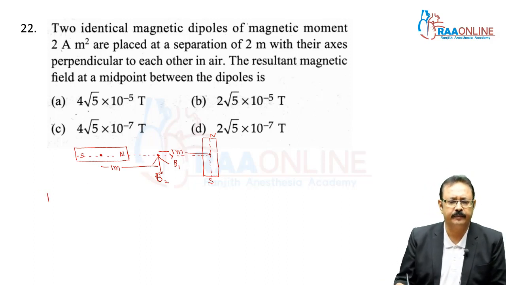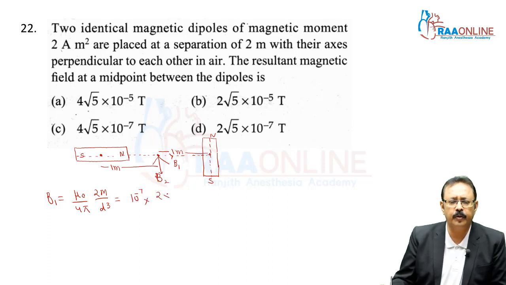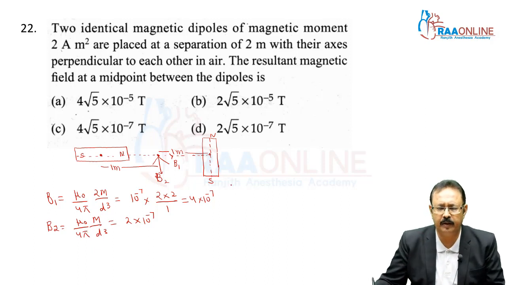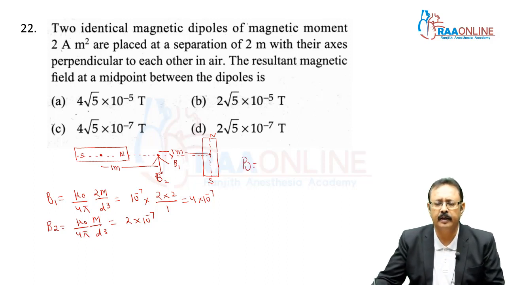What is B1? For the first, it is in end-on position: mu naught upon 4 pi, 2m upon d cube, which means 10 to the power minus 7, 2 into 2, and distance is 1, 1 cube is 1. So 4 into 10 to the power minus 7. For the second, it is in broadside position, so half of this, meaning m upon d cube, which is 2 into 10 to the power minus 7. Since both are perpendicular, the resultant is root of B1 square plus B2 square.